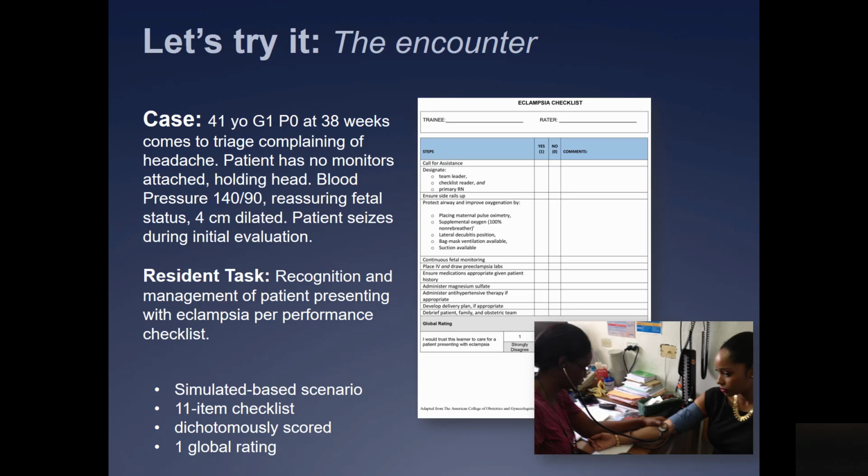Okay, now we also need to know the target. In this case, I'm going to say it's a resident, maybe OB-GYN, maybe emergency medicine, maybe family medicine, really anyone. Their task is recognizing and managing a patient presenting with eclampsia per the performance checklist. So you're defining what the target is, and you're defining the basis in the rubric by saying checklist. A little more information on the checklist: it's with the simulated scenario. We have an 11-item checklist that we see here. Most are dichotomously scored, yes or no, and we've got one global rating as well.